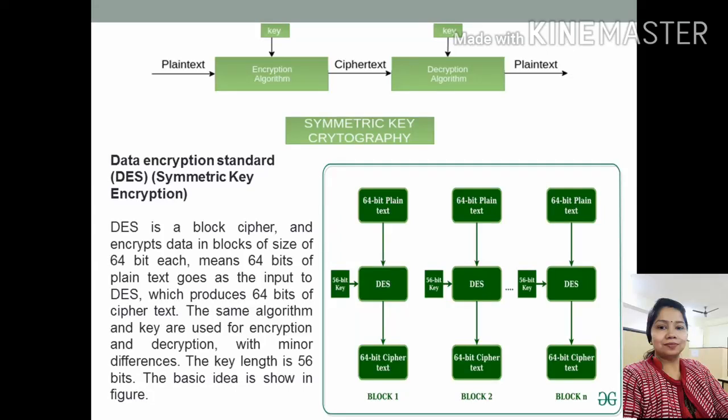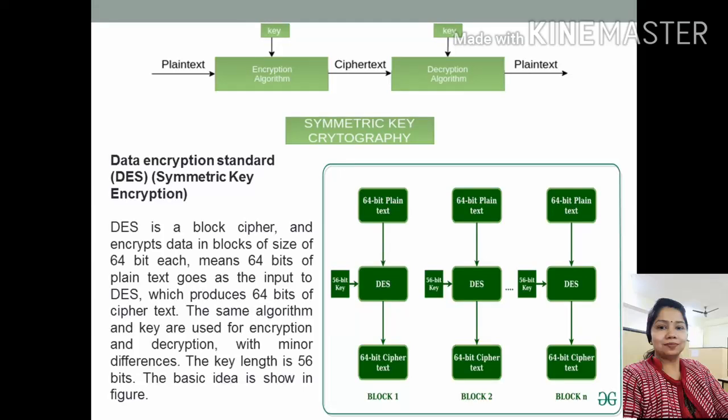This symmetric key cryptography is shown here in the diagram, where a plain text is given to an encryption algorithm with a key, and it is converted into a cipher text, which is given to the recipient, that is the person who is receiving the data. He can decrypt it with the help of a decryption algorithm and with the use of the same key, that is a secret key. In this symmetric key algorithm, the key which is shared is said to be a secret key. Secret is the word which is used in symmetric key encryption.